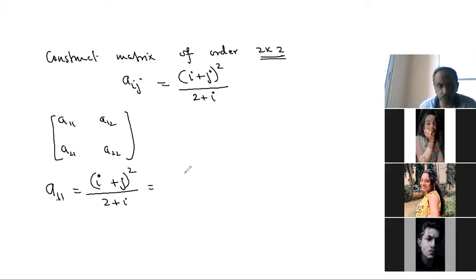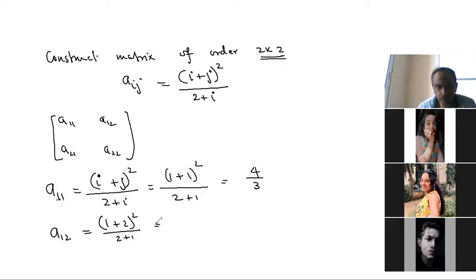A11 is defined as (i plus j) the whole square divided by 2 plus i. So here i is 1, j is 1. So (1 plus 1) the whole square upon 2 plus 1. That is 4 by 3. How do you define A12? It's (1 plus 2) the whole square divided by 2 plus 1. That became 9 by 3. That is 3. Then A21. So i became 2 and j became 1. So (2 plus 1) the whole square, 2 plus 2 it will become, 9 by 4.